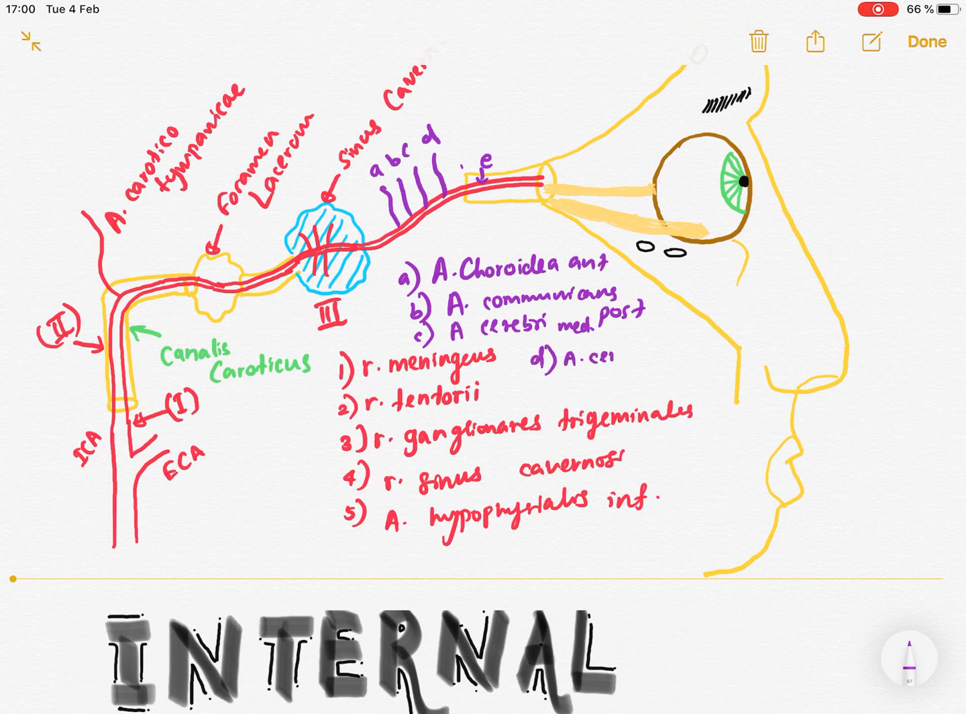And then arteria cerebri anterior. And here we will have arteria ophthalmica. This arteria ophthalmica is going through canalis opticus, and then it will get into the orbit. So this is canalis opticus.